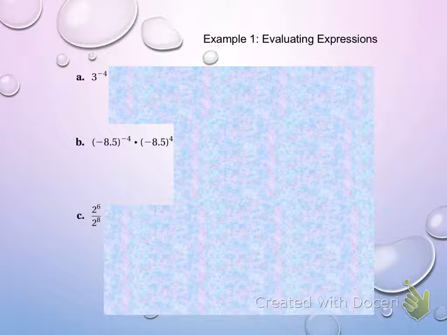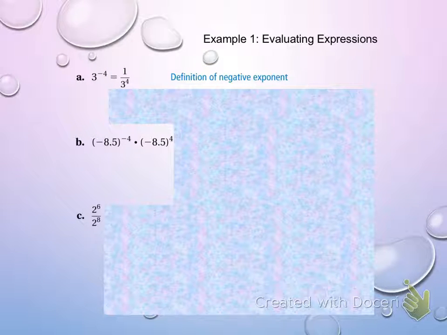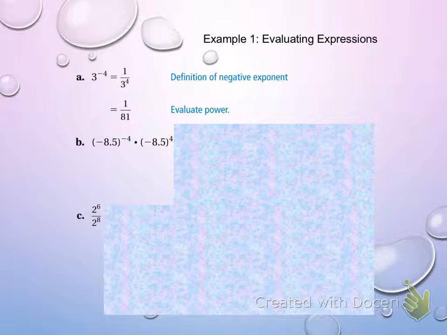So looking at our examples here, we've got 3 to the negative 4th. Now remember, with these negative exponents, the definition of a negative exponent is you put a 1 in the numerator, and then you put 3 to the positive exponent in the denominator. Then you're going to evaluate the power. 3 to the 4th is 81, so 3 to the negative 4th is 1 over 81.